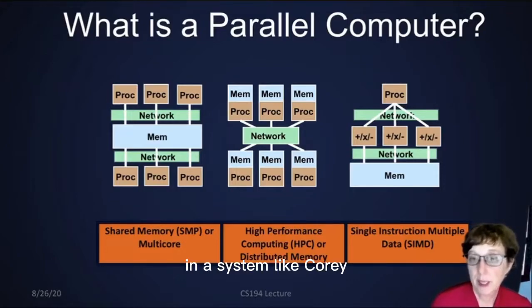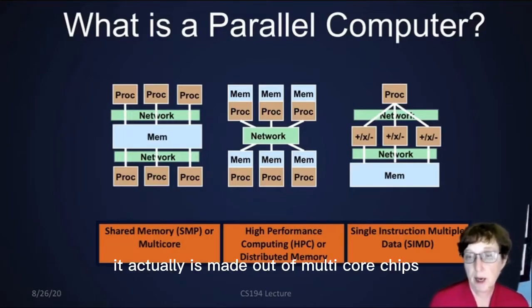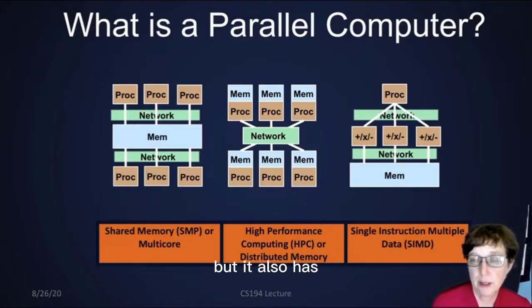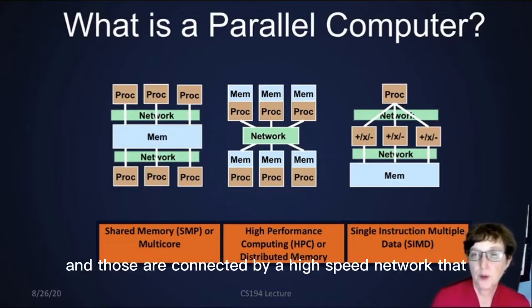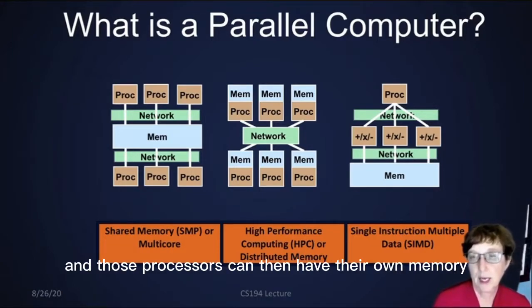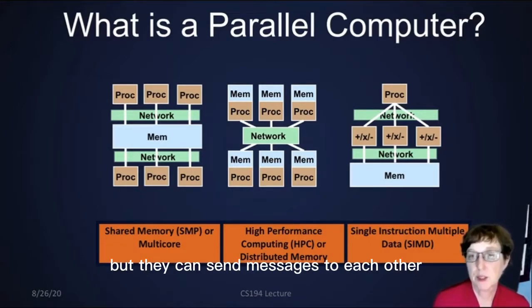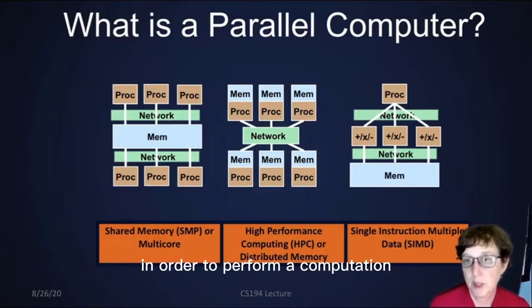In a system like Cori, it actually is made out of multi-core chips, but it also has many of them put together, and those are connected by a high-speed network and those processors can then have their own memory, but they can send messages to each other in order to perform a computation.